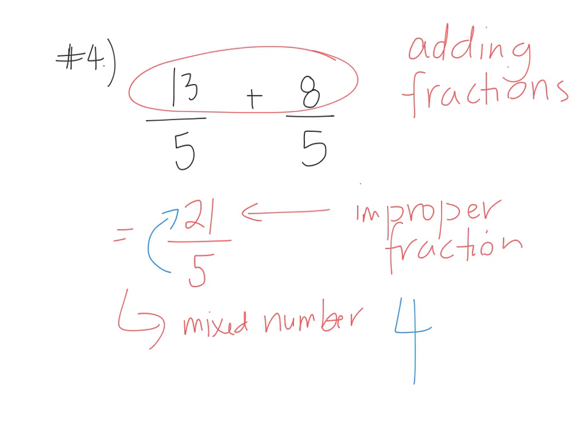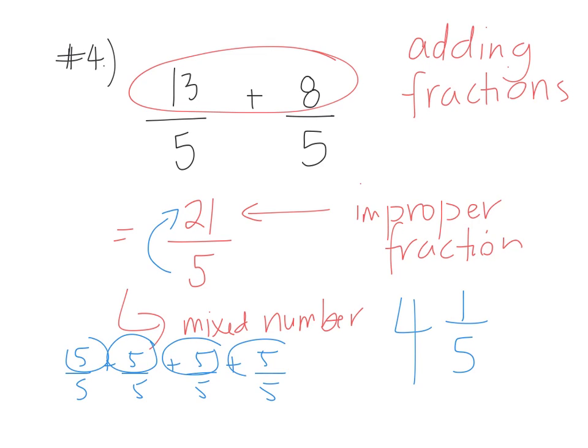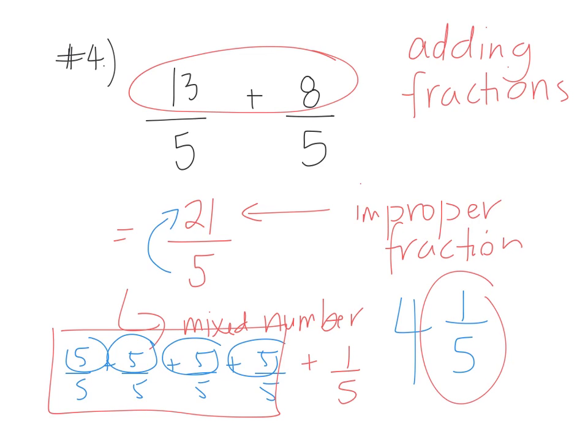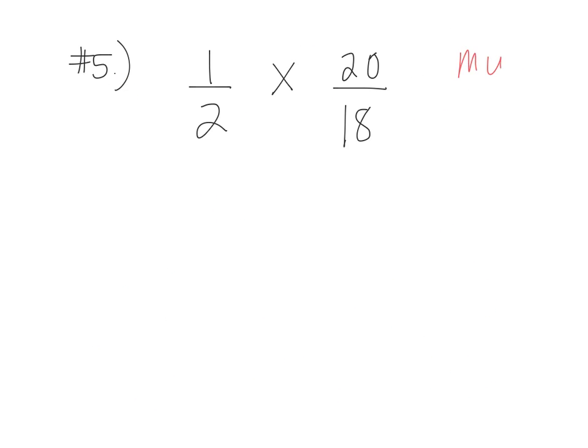1/5. 1/5, good. Because if I have 4 wholes, I have 5 out of 5, plus 5 out of 5, plus 5 out of 5, plus 5 out of 5. That's 5, 10, 15, 20 out of 5, but we need to have 21 out of 5, so plus 1 out of 5. So we have 4 wholes and 1/5. Okay, and we can work backwards. 4 times 5 is 20, plus 1, 21. 21 fifths. Good.